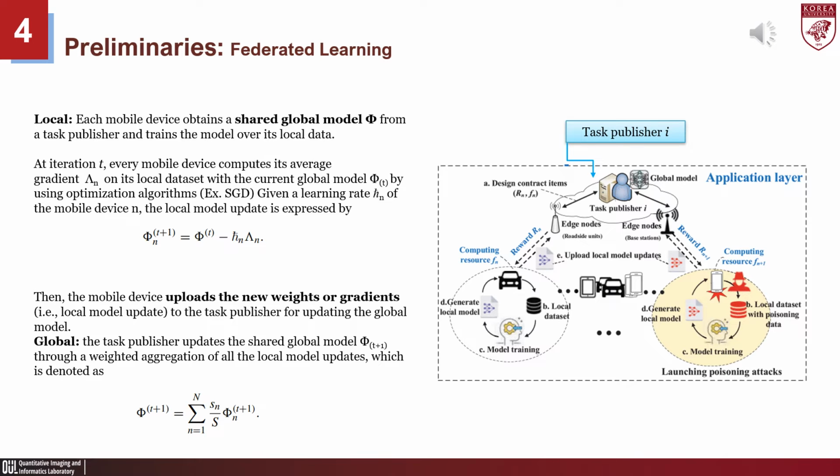In federated learning, each mobile device obtains a shared global model from a task publisher and trains the model over its local data. Then the mobile device uploads the new weights or gradients to the task publisher to update the global model. Globally, the task publisher updates the shared global model to a weighted aggregation of all the local model updates.